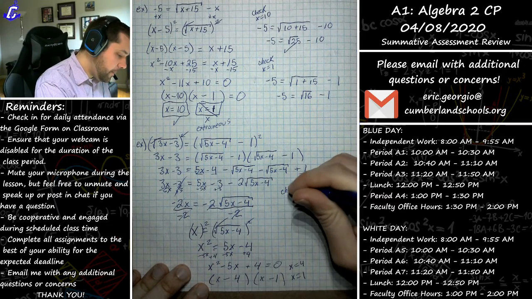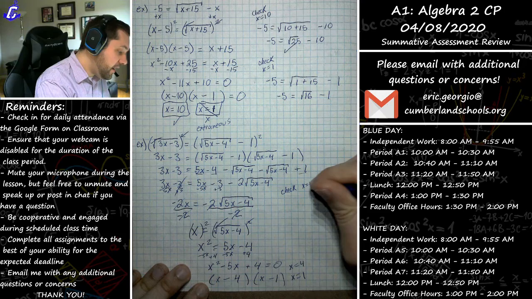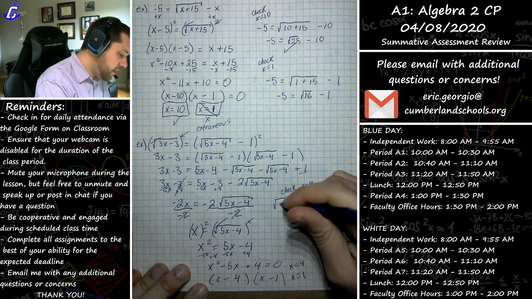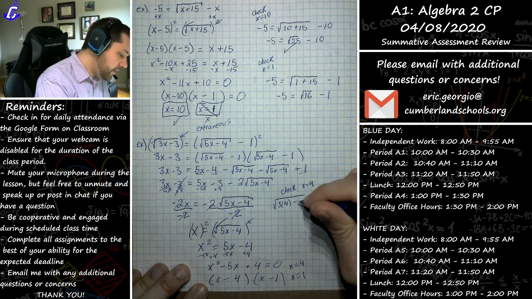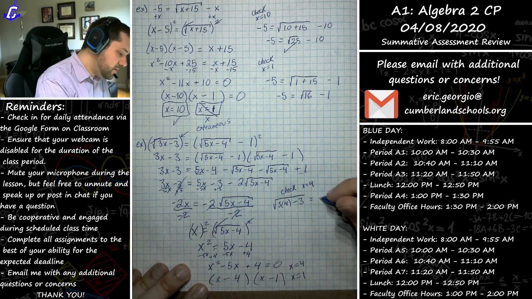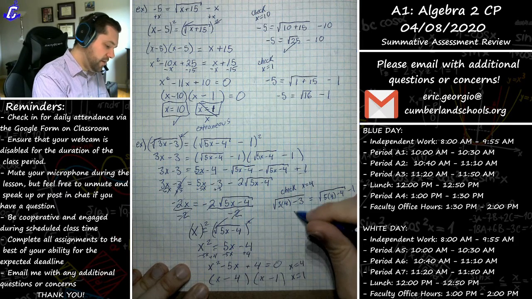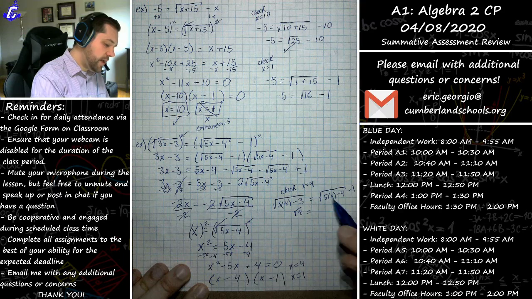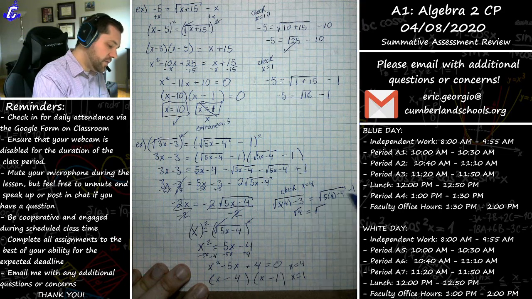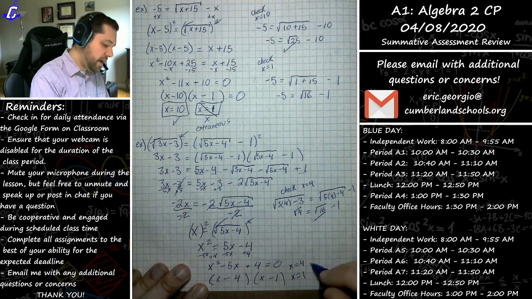Let's check. When x is equal to 4, is it true that the square root of 3 times 4 minus 3 is equal to the square root of 5 times 4 minus 4 and then minus 1? Is that true? 3 times 4 is 12 minus 3 is 9. So here we get the square root of 9, which is 3. Is that equal to the square root of 16 minus 1? I believe it is. 3 is equal to 3, so I'm happy with that.